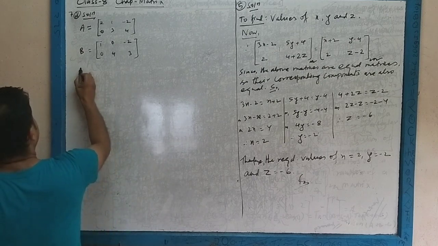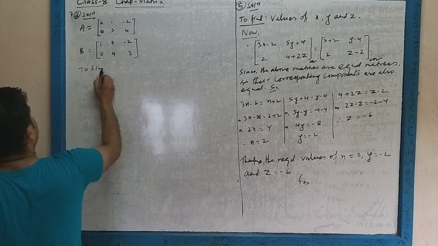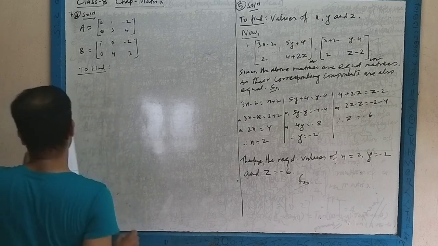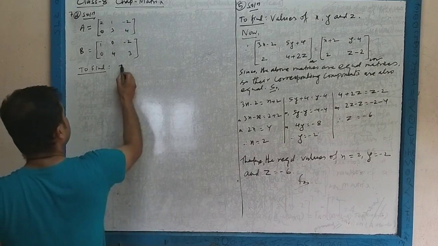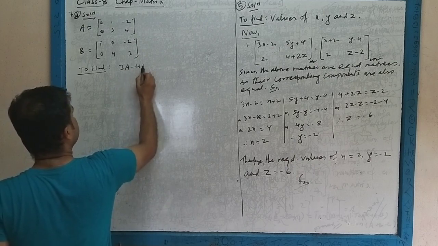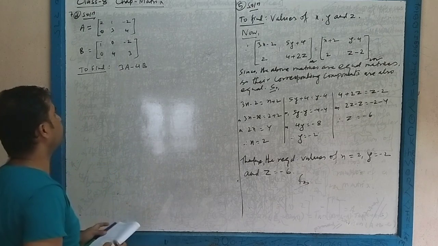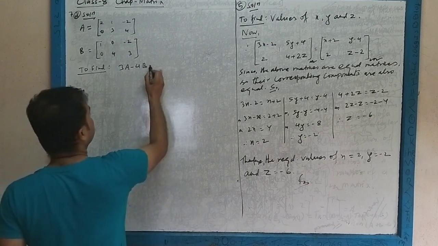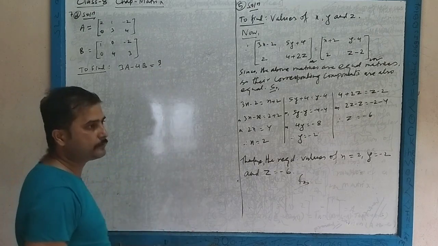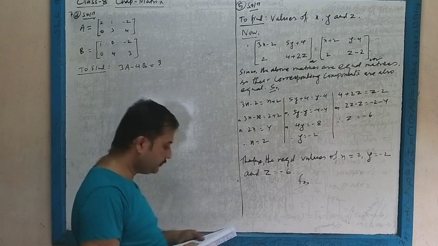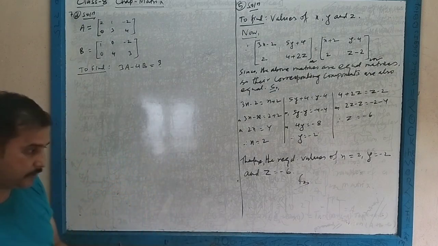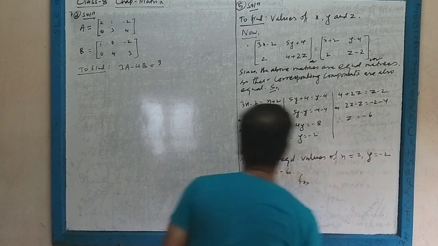What is to find? Underline. To find is the value of 3A minus 4B. What is the matrix 3A minus 4B? So this is asked to find. Previously also we have solved a question like this, so again I am solving and showing you. Okay, this is our question. Let me do the solution.